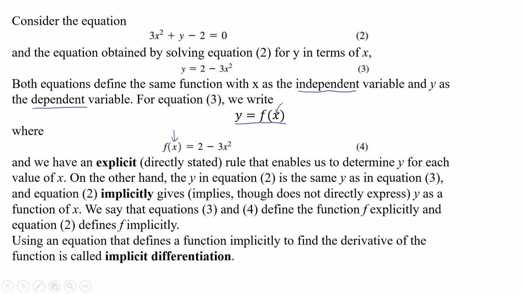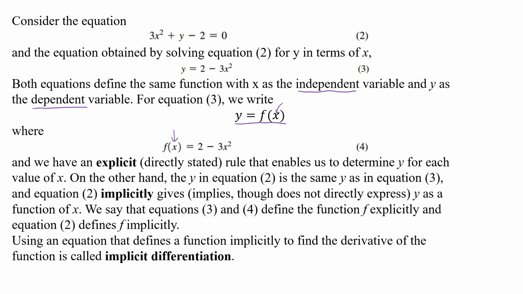On the other hand, the y in equation 2 all the way back up here is the same as the one where we solved for y in equation 3. It implicitly gives, or implies, y as a function of x, though it doesn't directly express it. So we say that equations 3 and 4, y equals 2 minus 3x squared and f of x equals 2 minus 3x squared, define the function f explicitly. And equation 2, our original one up here, defines f implicitly.